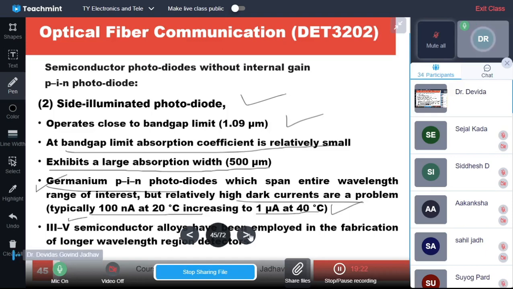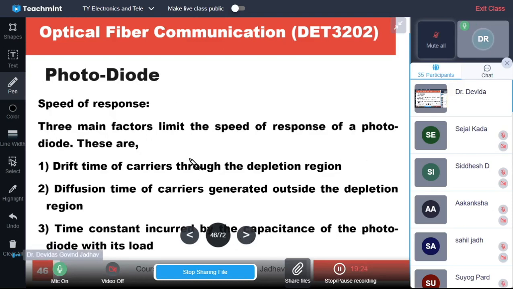The speed of response depends on drift time, diffusion time, and the RC time constant. Drift time is the time required for the charge carriers to cross the depletion region. Diffusion time is the time required for carriers generated outside the depletion region. The time constant involves the depletion, or junction, capacitor. Junction capacitance is lower because the wider the depletion region, the lower the junction capacitance, and this gives the RC time constant.